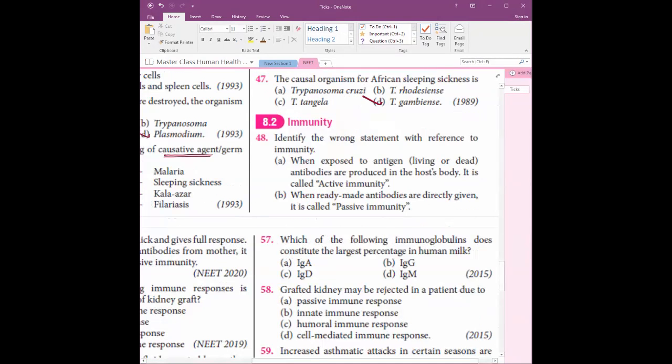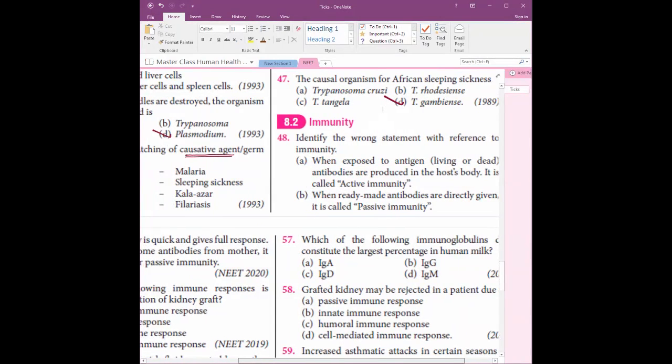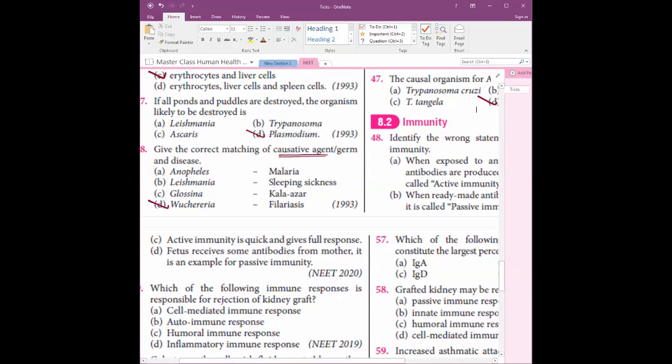Next one, identify the wrong statement with reference to immunity. When exposed to antigen, antibodies are produced in the host body, it is called active immunity. Actually, this is right. When ready-made antibodies are directly given, it is called passive immunity. This is also right. Active immunity is quick and gives full response. No, no, no, guys, this is wrong. Active immunity is slow because first you will have to suffer from the disease. Then you produce antibodies, then you have memory B cells, memory T cells. So it takes a real long time, guys.